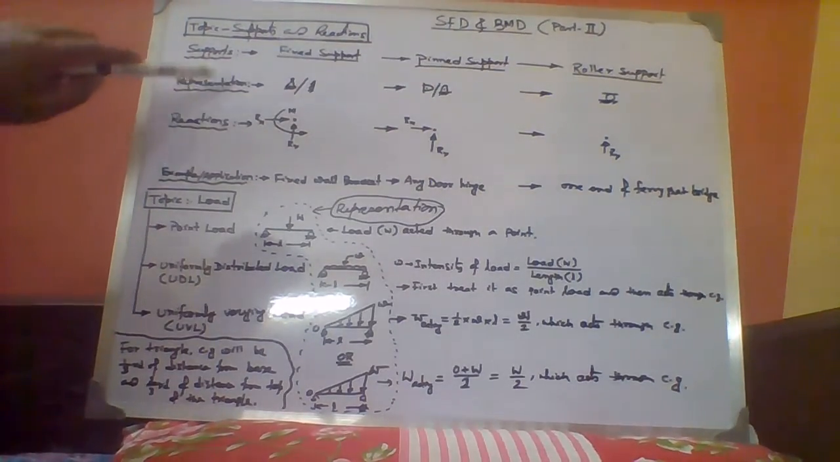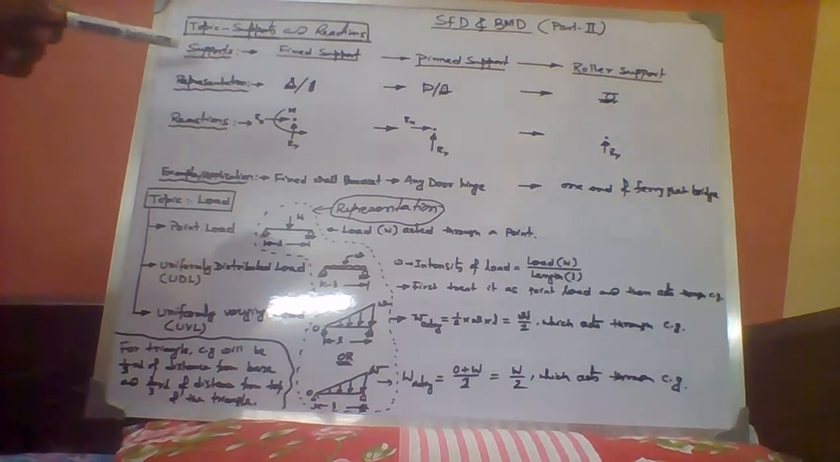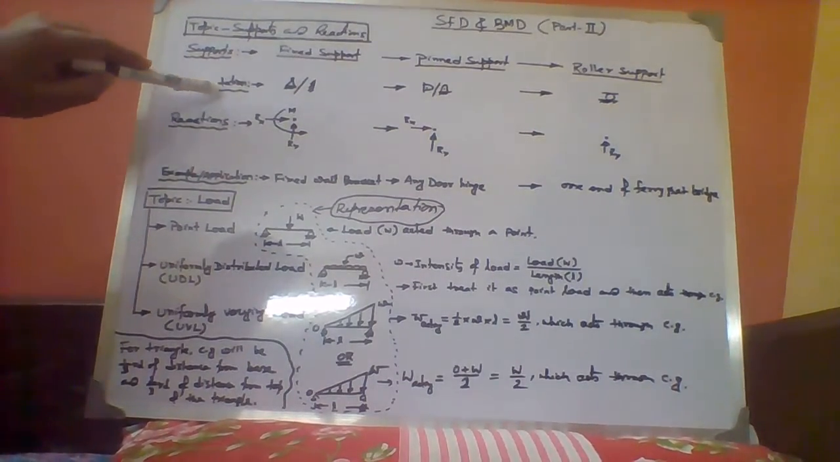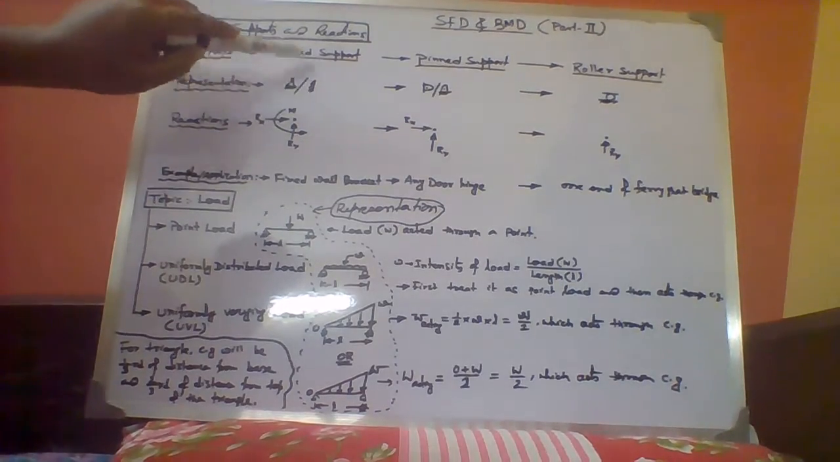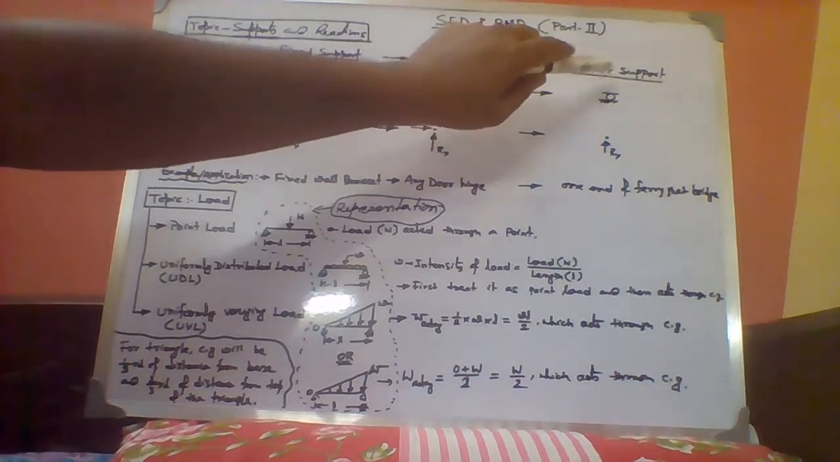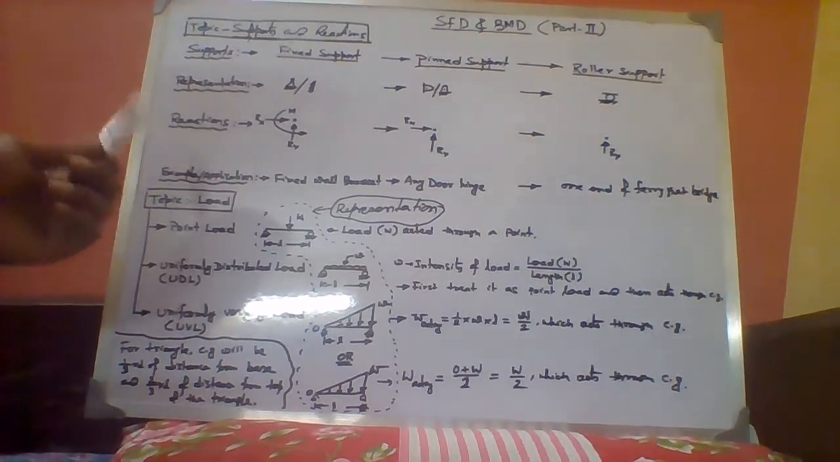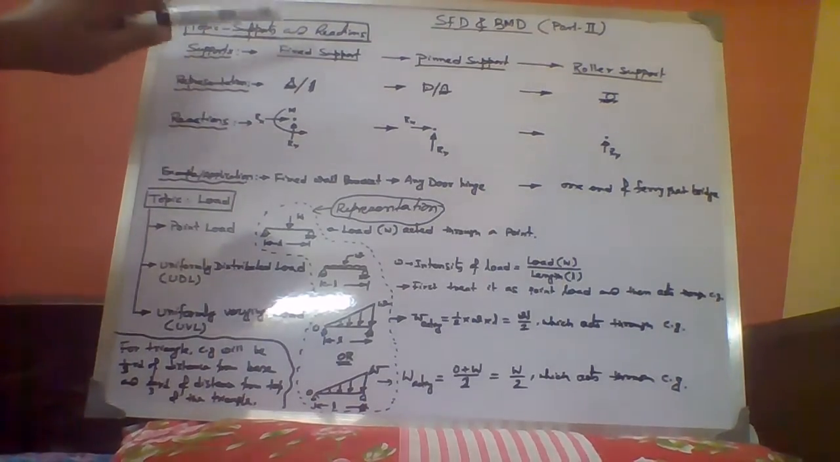The next is representing how the supports are being represented. This is the representation of the fixed support, this is the representation of the pin support, and that way we represent the roller support. The third one is indicating the reactions. That means the reactions come because of these supports.